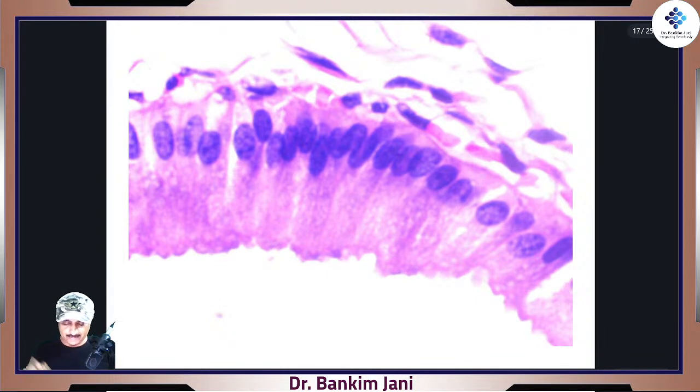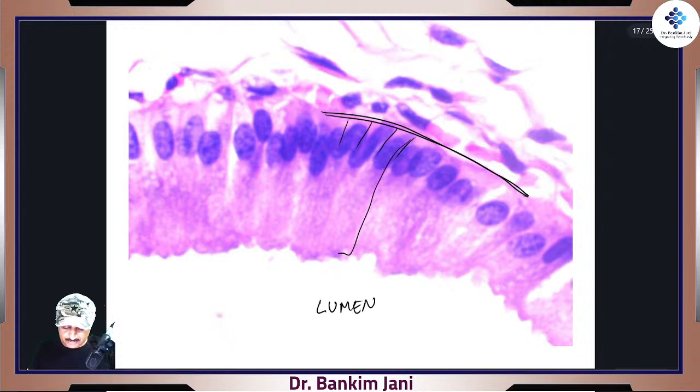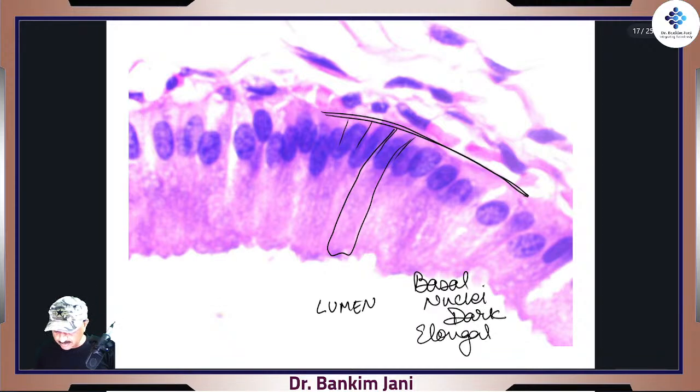Literally all the characteristics: the nuclei are basal, right? Nuclei are basal because this is the base. This is the lumen, so that's the base, and all the cells are attached to the base. These are elongated cells, and they have basal nuclei. These nuclei are dark and elongated, and you can see lots of cytoplasm. Yes, there is so much cytoplasm.